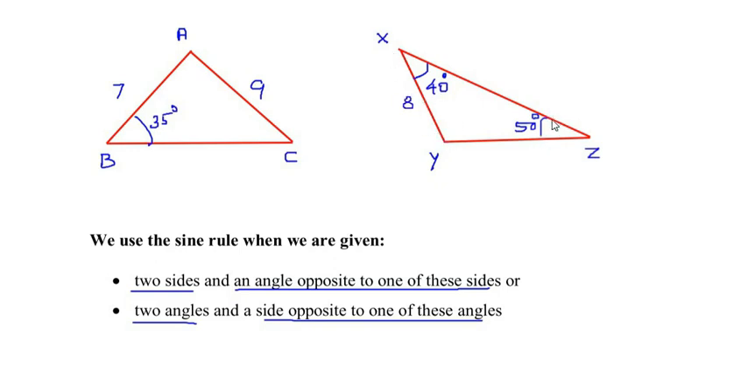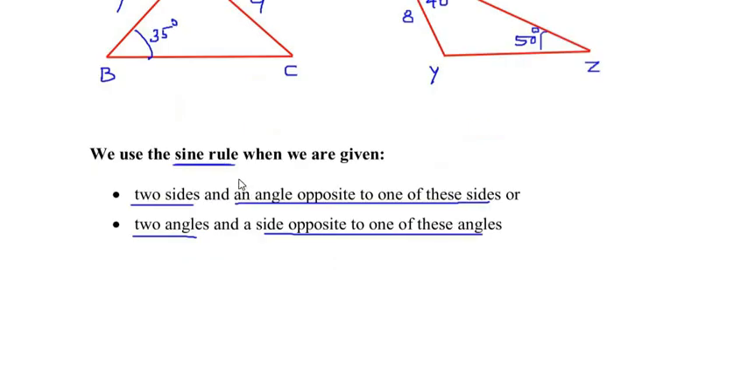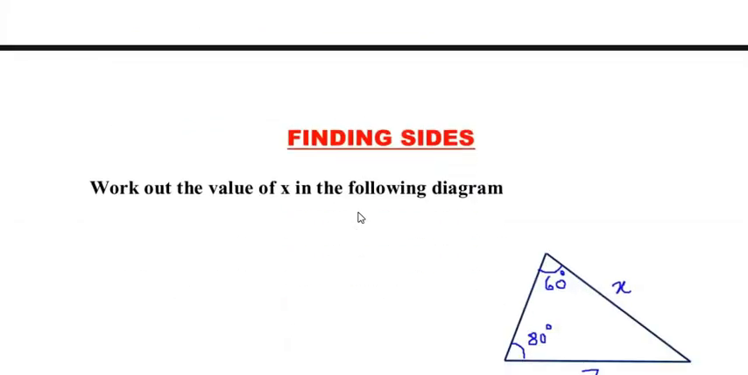So remember where we can use the sine rule. Either two sides and one angle opposite to one of the sides is given, or two angles and one side opposite to one of these angles is given. Then you should be using the sine rule. Now once we have got to know the rules, let us start solving some examples on the sine rule.